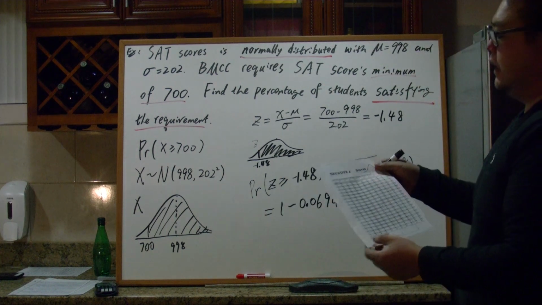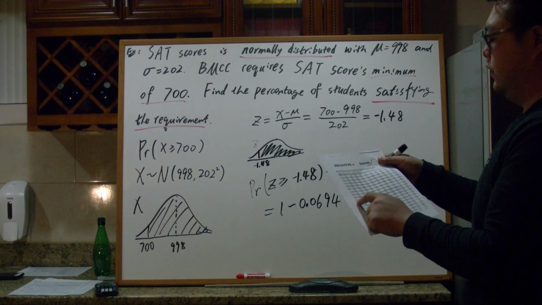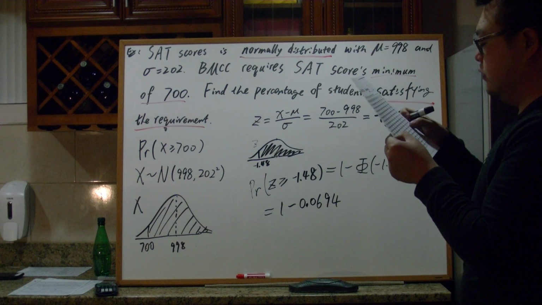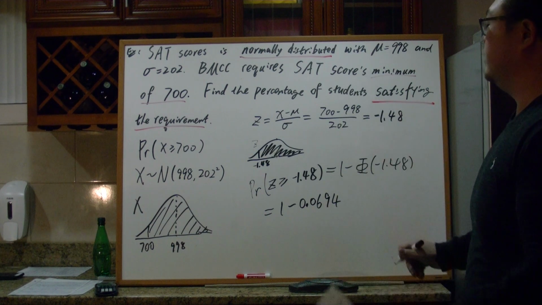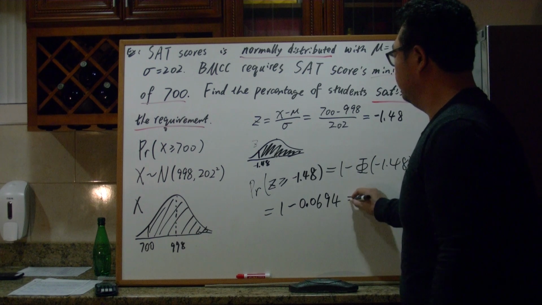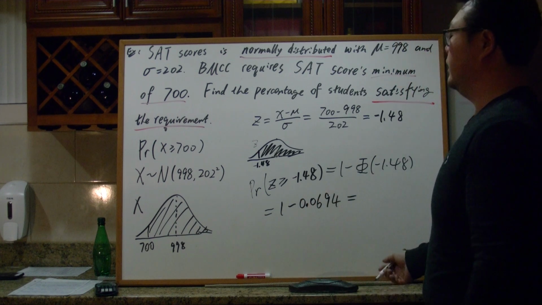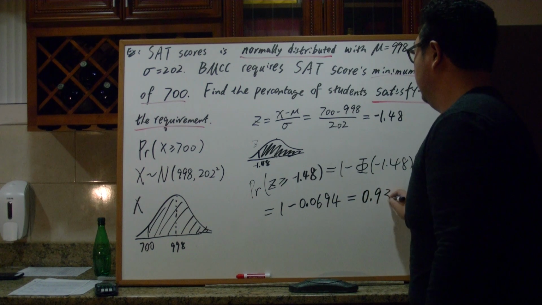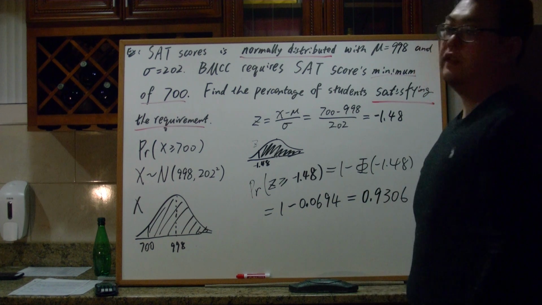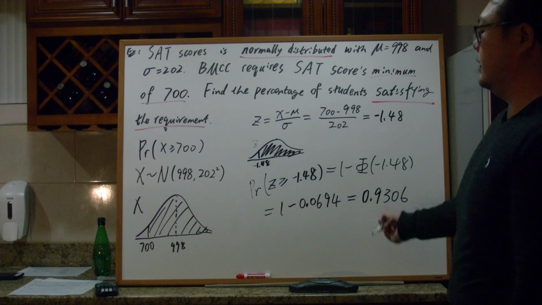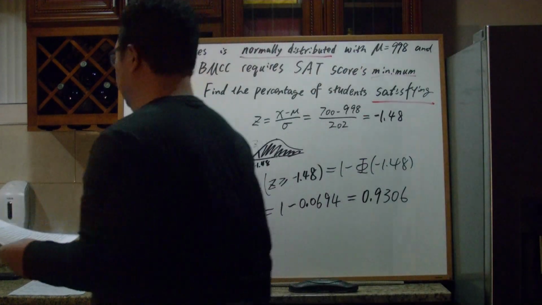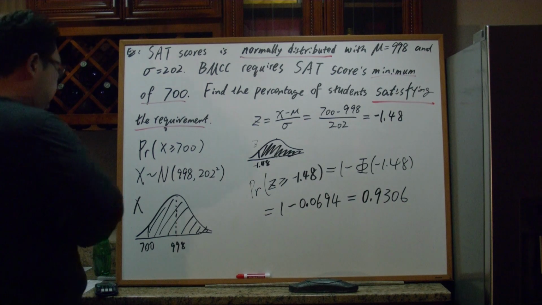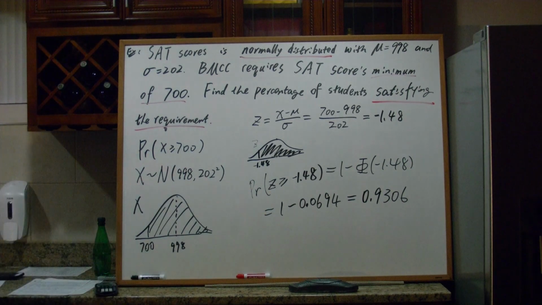The table of negative z-scores: negative 1.48, we go to negative 1.4, we go to 0.08 to find the intersection. Then when we subtract using the calculator, the net is 0.9306. About 93% will be accepted. So that is the z-score.